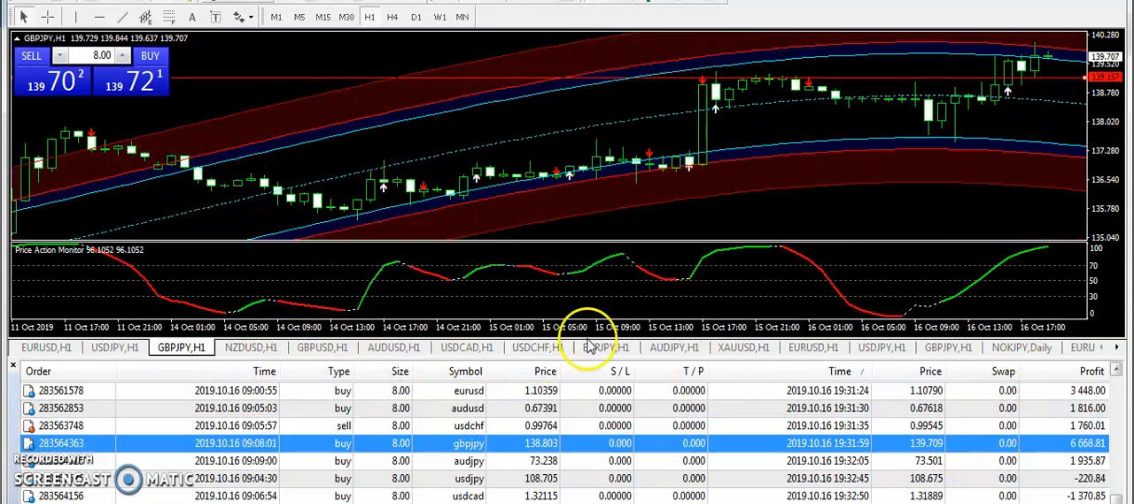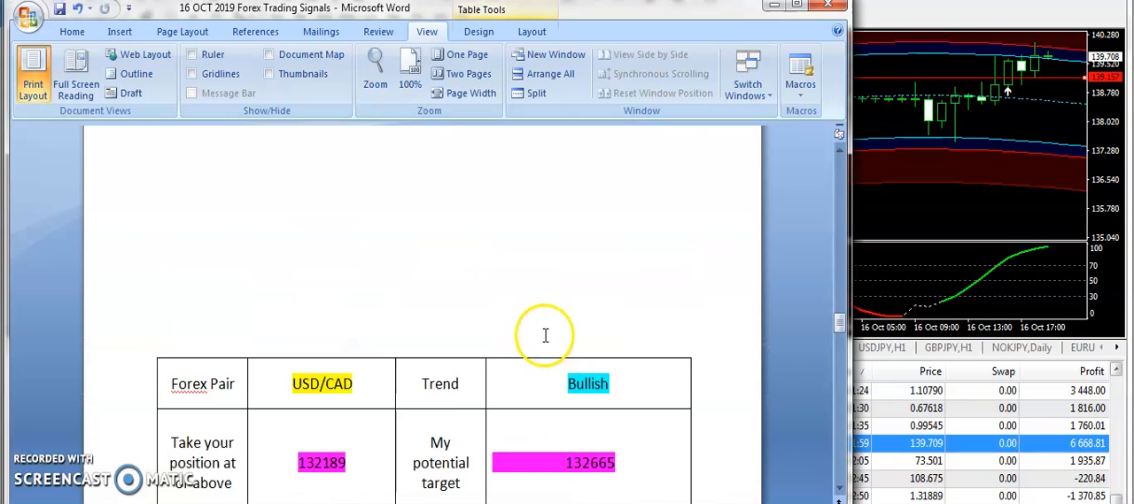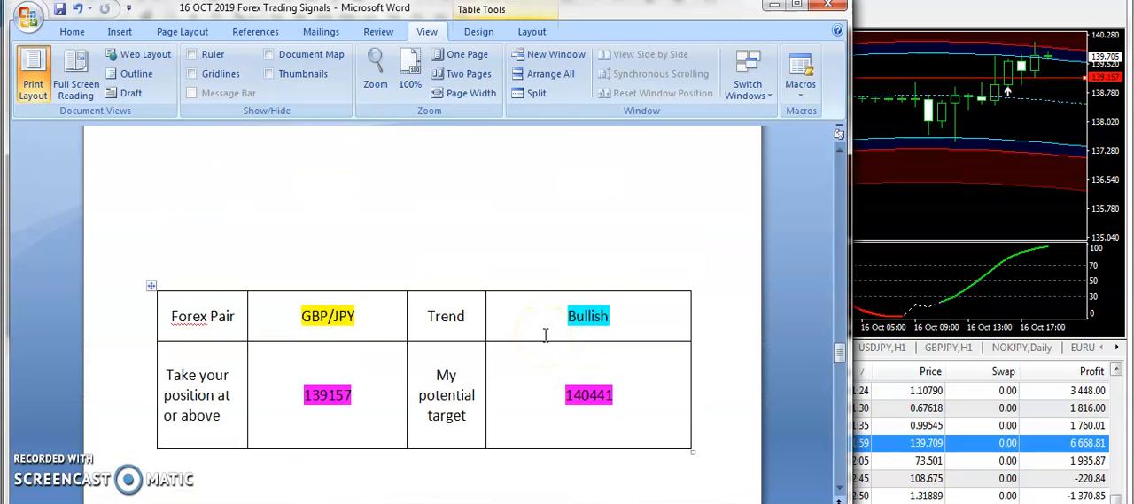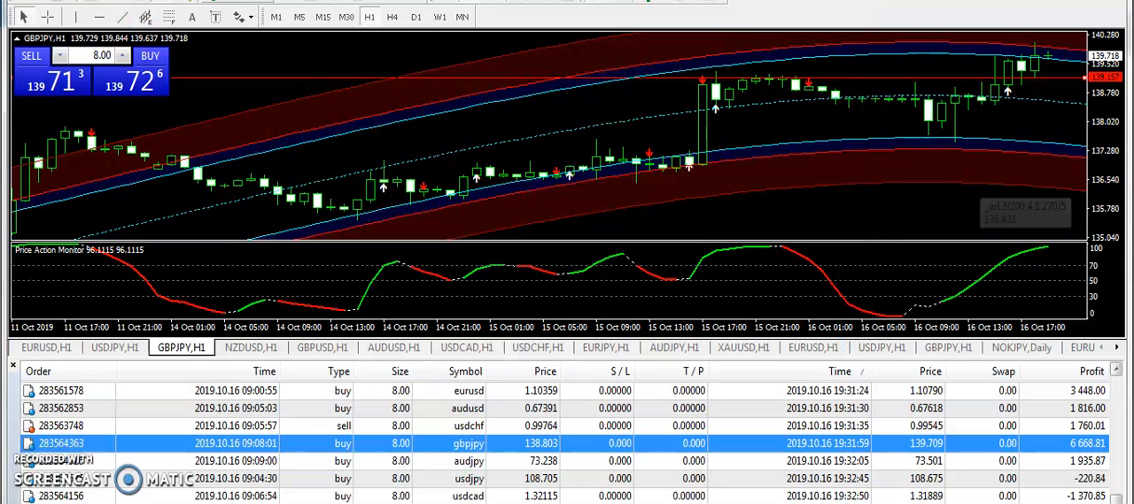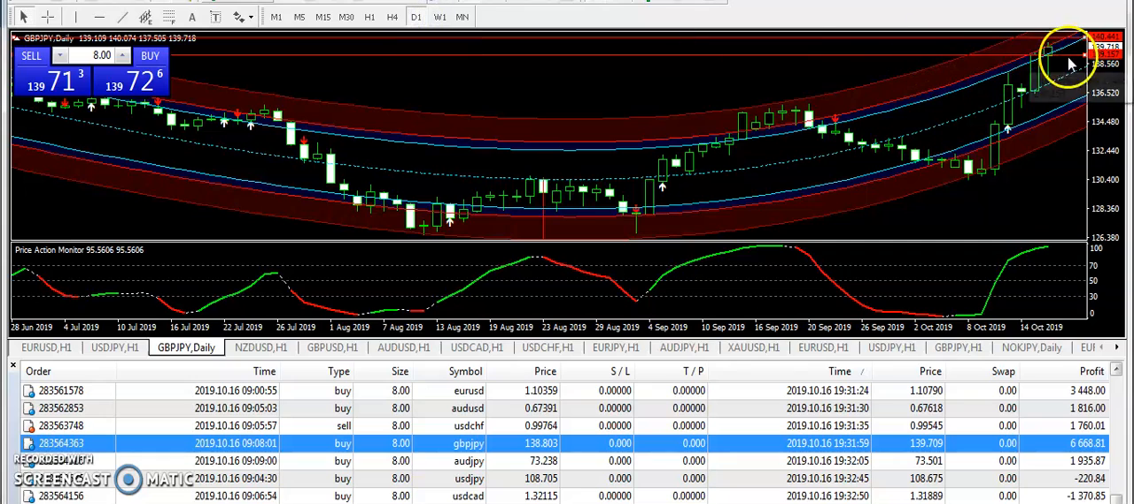Next we are going to talk about Great Britain Pound JPY. Okay guys, we have seen some kind of volatility on Great Britain Pound JPY, and with a bullish expectation from 139.157 and 140.441 is the target price. If you look at the daily candle, then the daily candle is pumped up, and look, if you look here, then it's just on the way towards the target price.